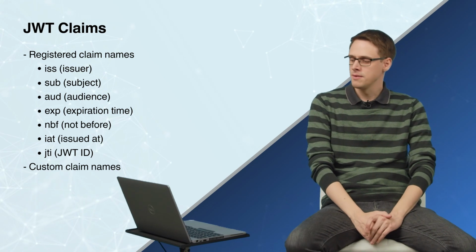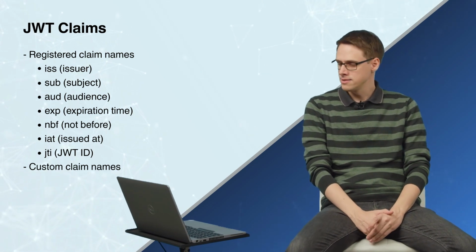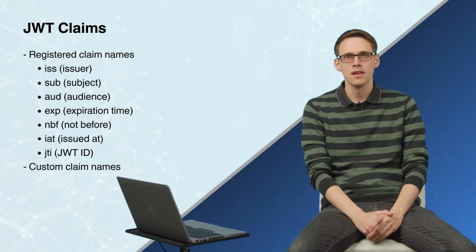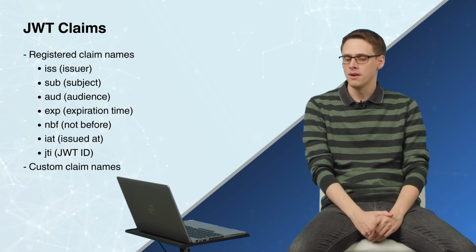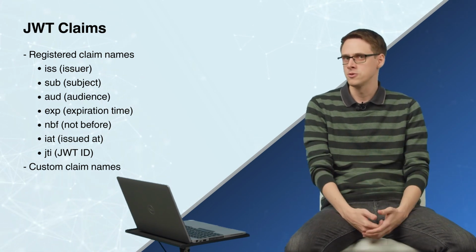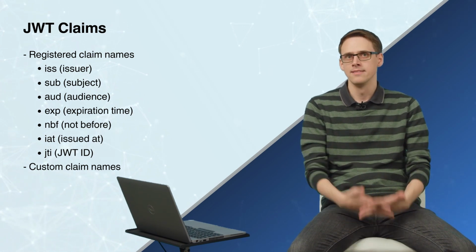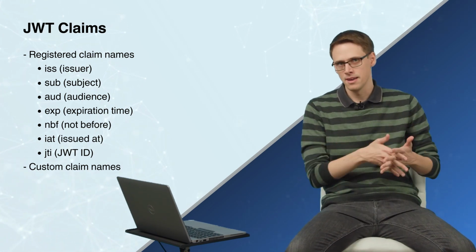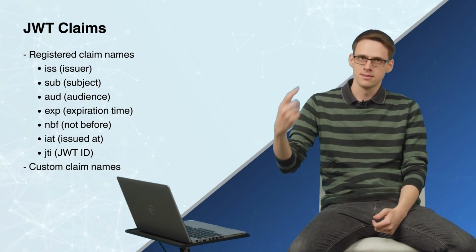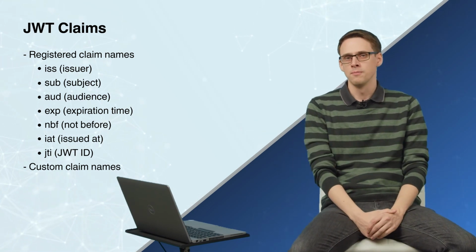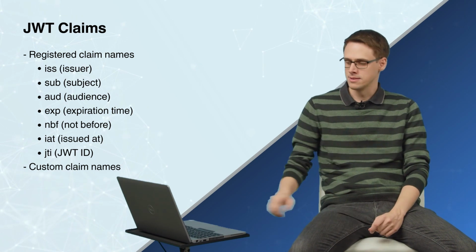And also the 7th claim here would be the JTI, so the JWT ID claim. It can be used, for example, to give every token the authorization server is issuing an ID, and know, oh, this is the token I have issued. I know where it came from, for example. Those are possibilities for use with this claim.